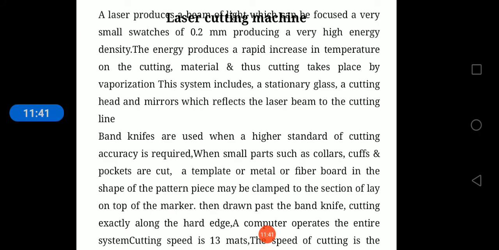Band knives are also used when a higher standard of cutting accuracy is required, when small parts such as collars, cuffs and pockets are cut. A template of metal or fiber board in the shape of the pattern piece may be clamped in the section of lay on top of the marker. Okay, it is a very fast cutting machine. Thank you.